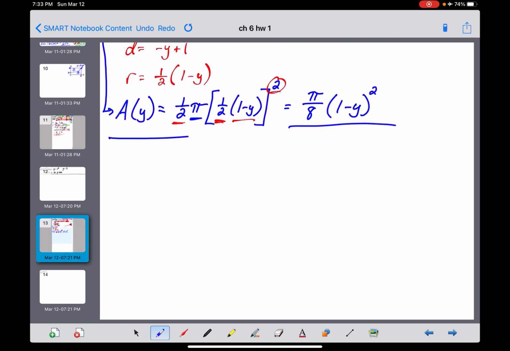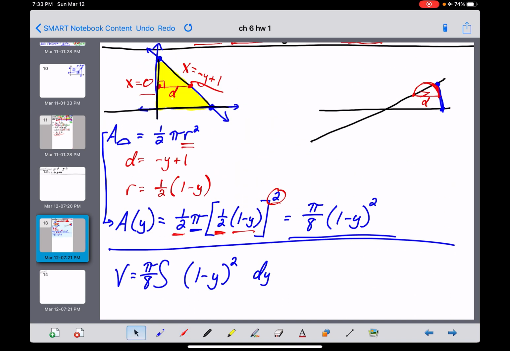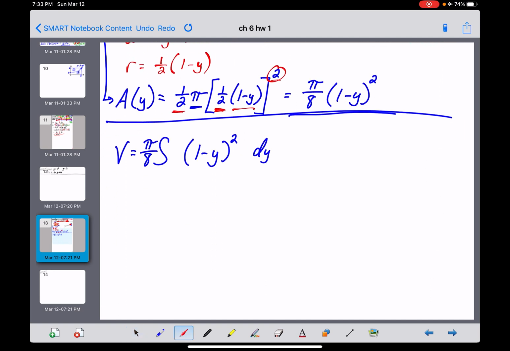Okay, and from there, everybody, the rest of this shouldn't be too bad. Volume is going to be the definite integral of that A of y formula. I'll pull the pi over 8 out in front because it's just a constant and leave this as a 1 minus y quantity squared taken with respect to y. And our limits of integration are going to be the lowest and highest values of y in this region, which starts down here when y is 0 and ends right there when y is 1. So the limits aren't going to get a whole lot easier than that, guys. 0 and 1.